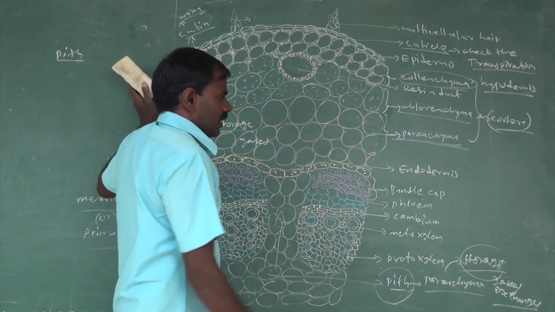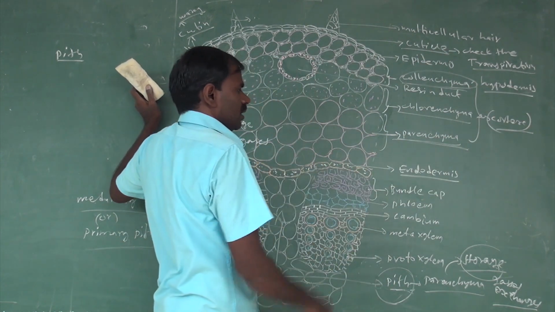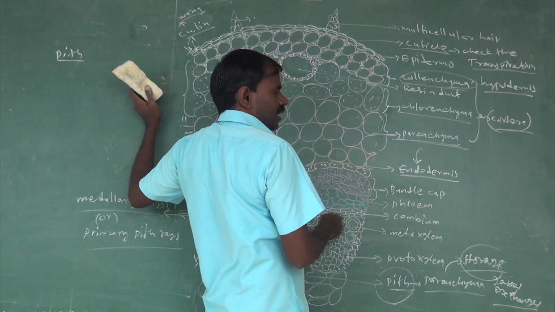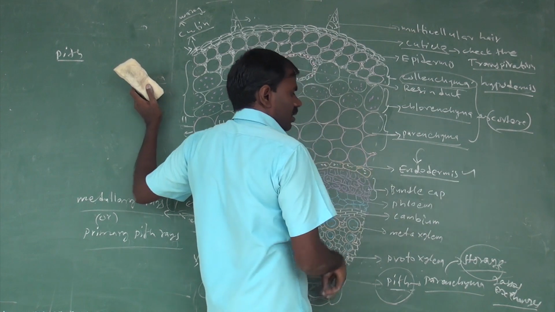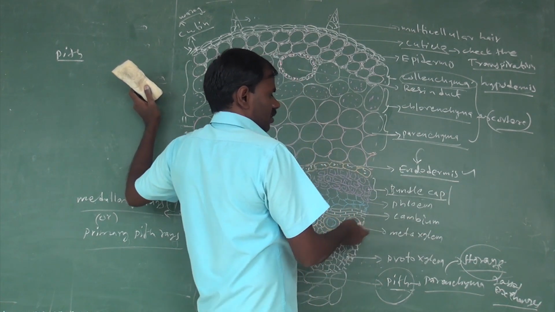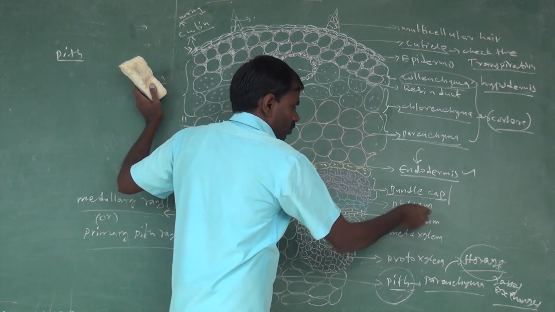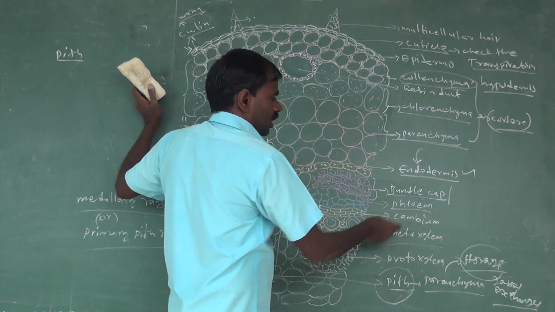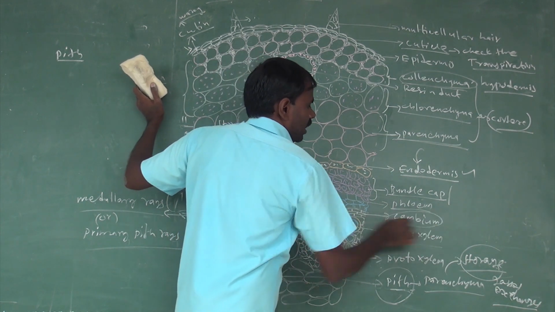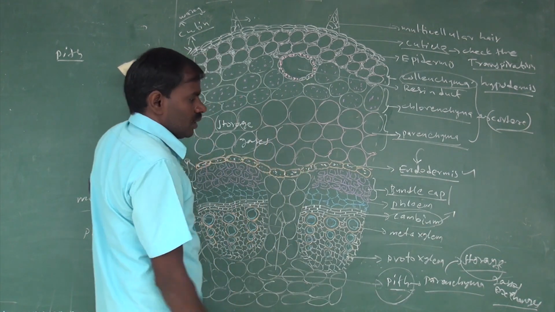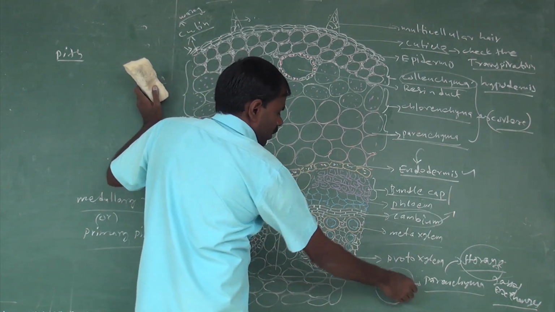The next region is called endodermis. The endodermis is the innermost layer of the cortex. Bundle caps are present in the dicot stem. Next are the vascular bundles, which consist of phloem and xylem elements. In between the xylem and phloem, cambium tissue is present. These cambium tissues are involved in secondary growth. The large central part is called pith.